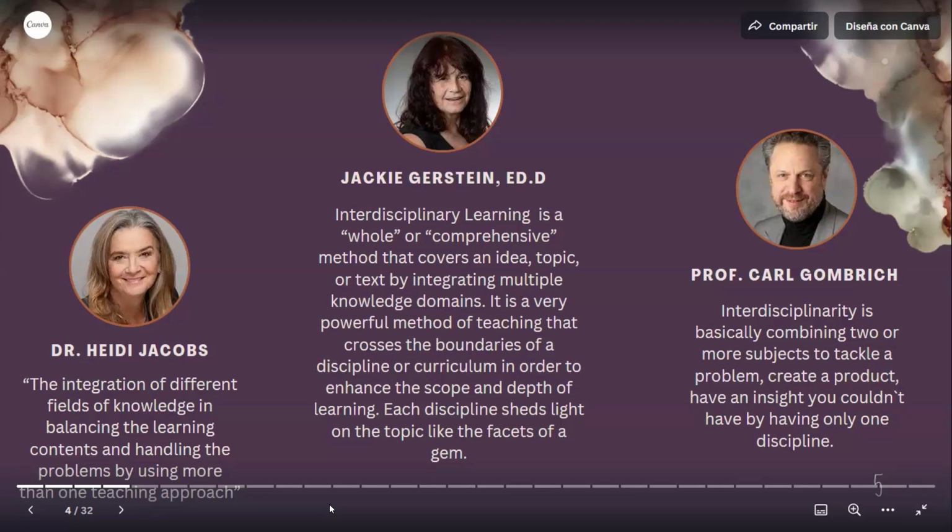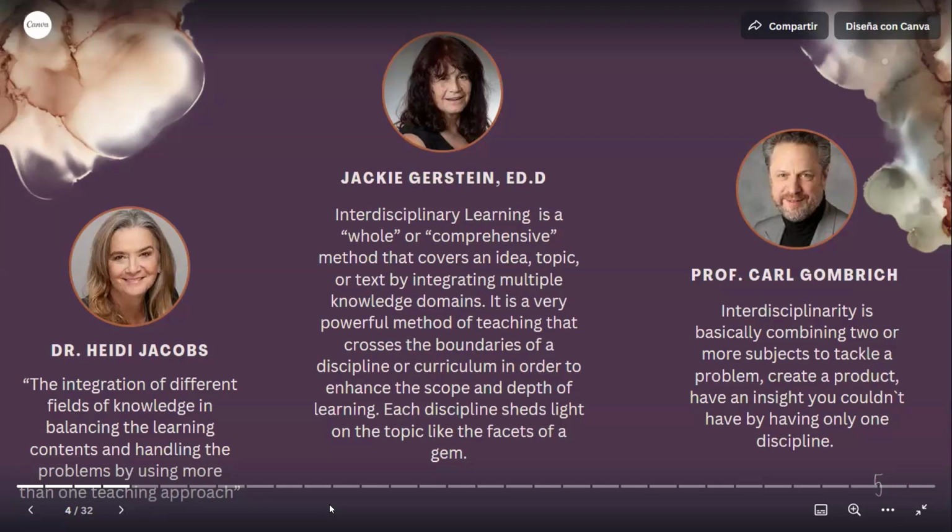Each discipline sheds light on the topic from a different facet, like a gem, she says. And the last author that I selected is Professor Carl Gombrich, who defines interdisciplinarity basically as combining two or more subjects to tackle a problem, create a product, or have an insight you couldn't have by having only one discipline.